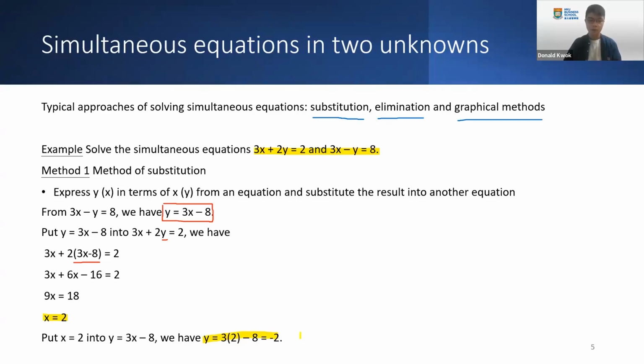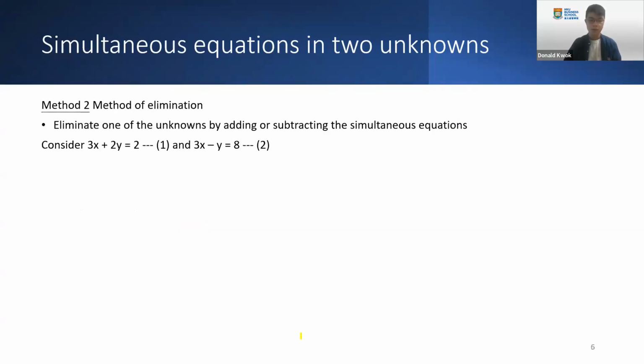This is the method of substitution. And how about the next one? Method of elimination. What we are trying to do is to eliminate one of the variables in the equations first, and then to solve the other variable. Let's say, again, the same system of simultaneous equations here. Suppose I'm trying to eliminate the variable x, and we just subtract equation 1 by equation 2.